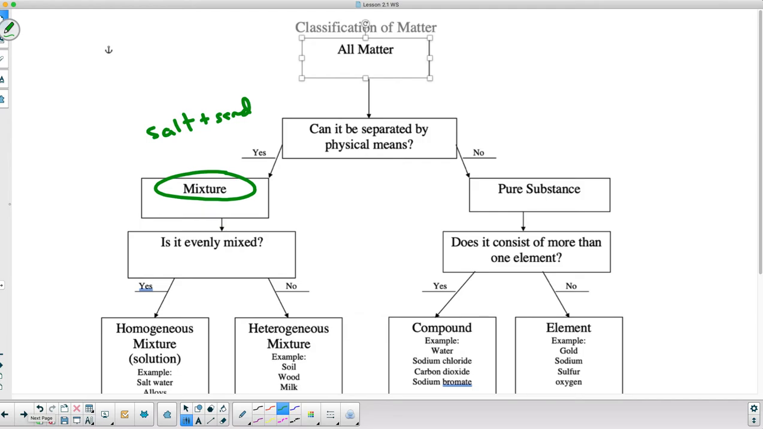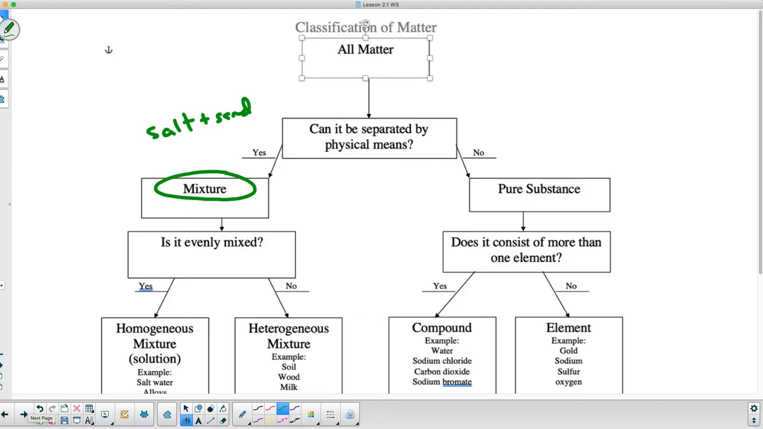Okay, so if it can't be separated by physical means, such as if I have a chunk of gold or another metal that we know to be an element, not an alloy, then what we have is a pure substance. Does it consist of more than one element? If the answer is yes, then it's a compound, such as water, sodium chloride, carbon dioxide, sodium bromate.